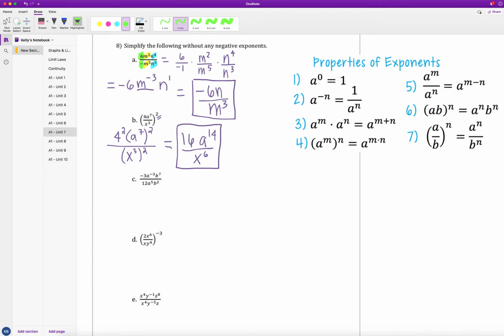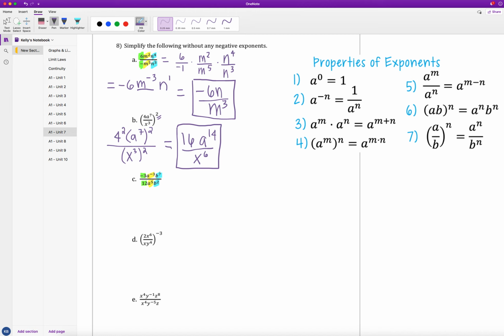So I have quite a few moving pieces. I have coefficients on both the numerator and the denominator, so I'll want to eventually combine those together. I have an a to the negative third in the numerator, and I also have an a to the fifth power in the denominator, so those will be able to get combined. And then I have these b's, b to the seventh and b to the second, which will be able to be combined. This example C is really similar to example A.